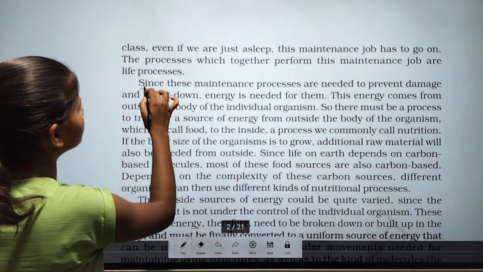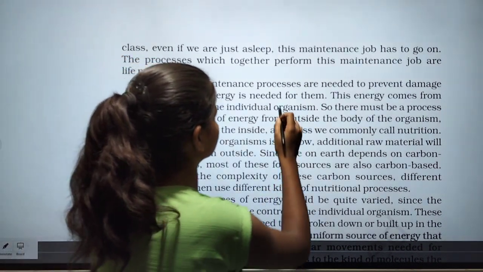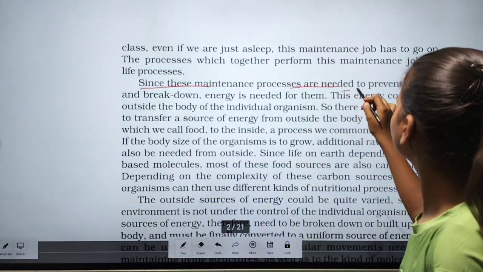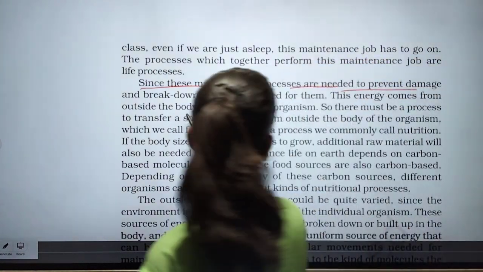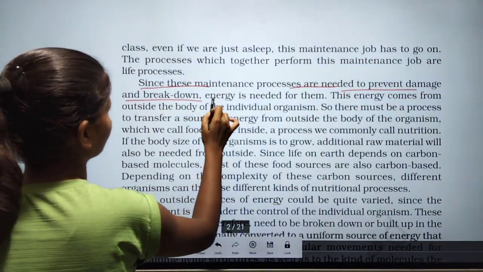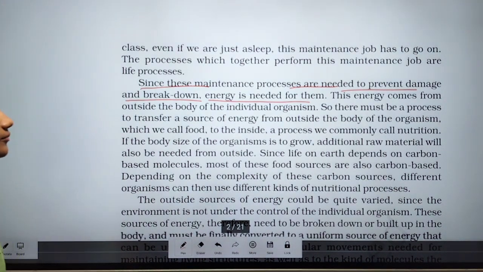Since these maintenance processes are needed to prevent damage and breakdown, energy is needed for them. They are needed to prevent damage and breakdown of food or any particle, and it needs energy. It uses energy to do this work.